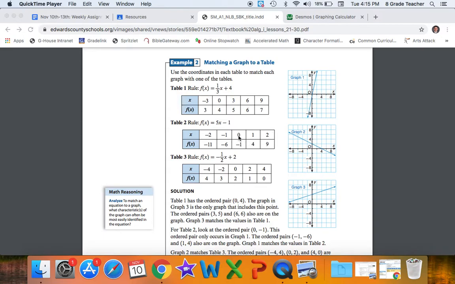I then go to the 0 and the negative 1. If x is 0, y is negative 1. It's kind of hard to see because the scale is 2 for every one of those blocks, but I believe that table 2 is graph 1. So table 1 is graph 3, table 2 is graph 1. That must mean that table 3 is graph 2.